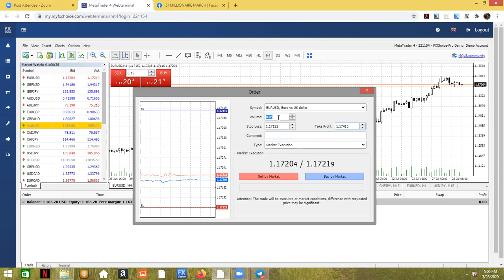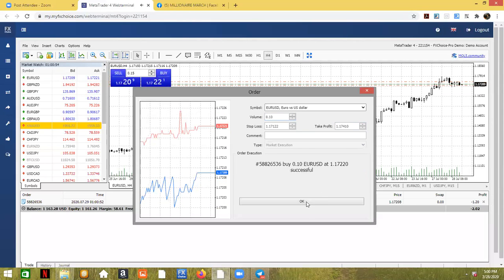So here we go. I'm going to do a lot size of 0.10. So $1 per pip, okay? That's $1 per pip. We're going to execute a buy.